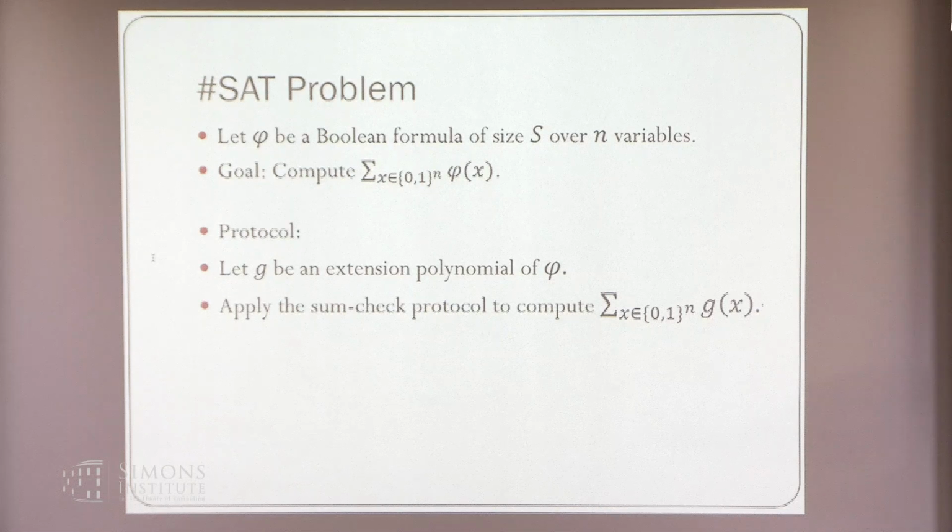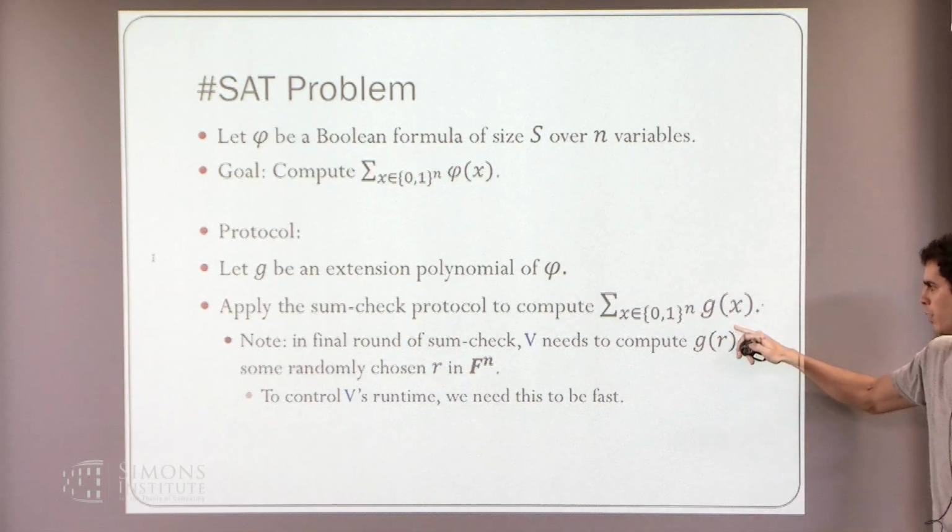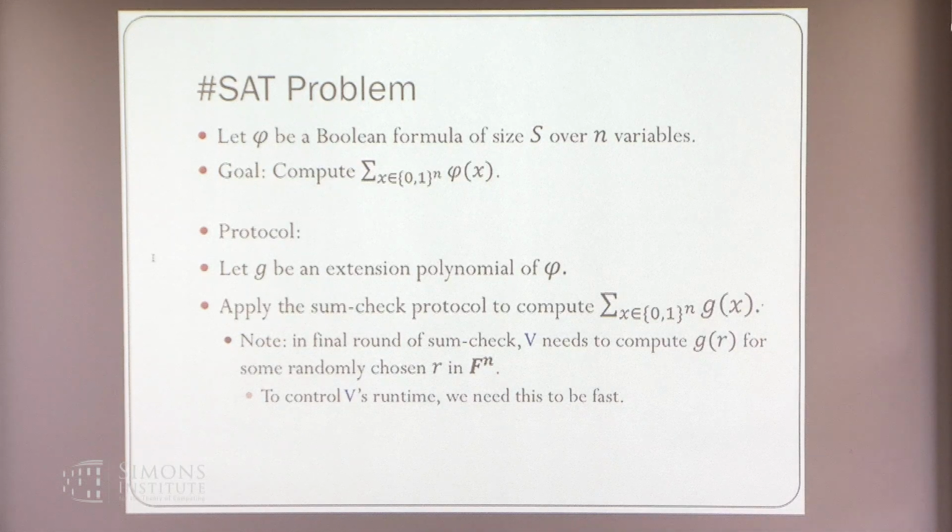All right, so why aren't we done? Why don't we just move on to the next application? And the answer is we need some properties out of this polynomial g. Firstly, in the final round of the sum check protocol, the verifier has to evaluate the polynomial at a randomly chosen input. So we better choose an extension g of phi for which the verifier can evaluate g efficiently at a randomly chosen input.